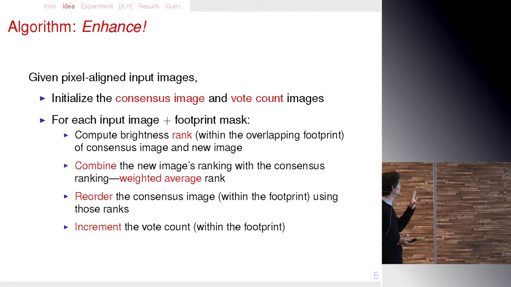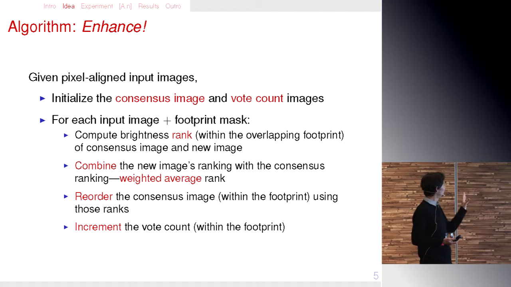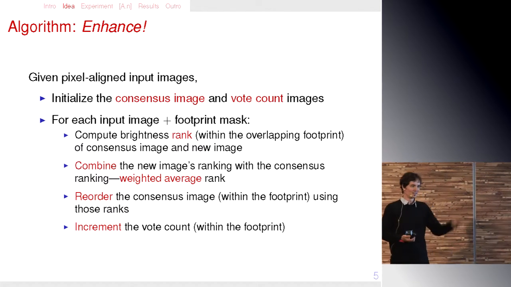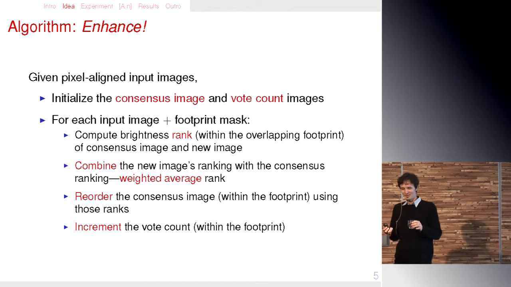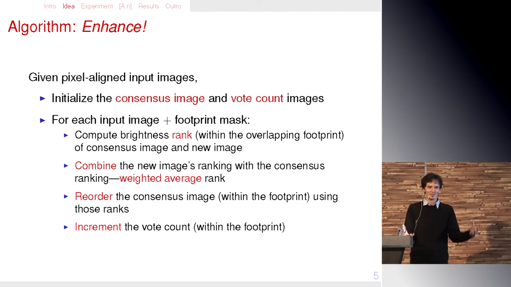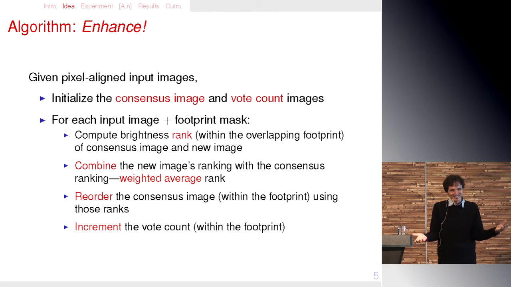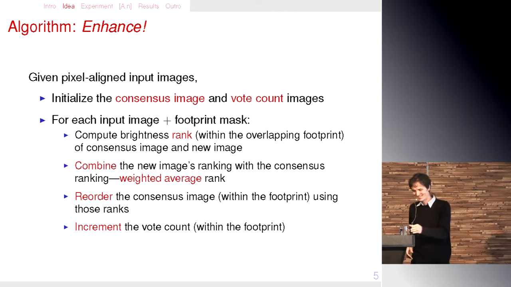So as I said, we're going to assume we're given pixel-aligned input images. We'll initialize a consensus image and a vote count. When I gave this talk to astronomers, the main complaint was about calling it a consensus image, because it's really a voting sort of thing, so it's not at all really a consensus. It's kind of a winner takes all.